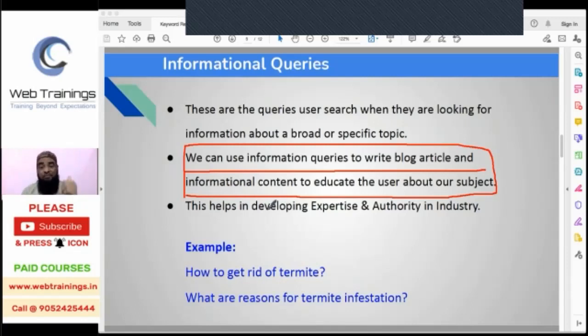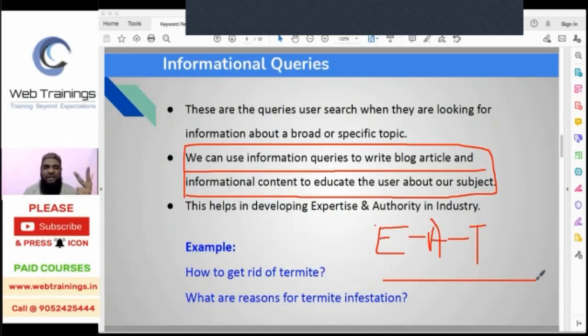Now, this helps in developing your expertise and authority. Remember, in our last class, we discussed one very important algorithm of Google. What is that? EAT: expertise, authority, and trustworthiness. If you have expertise, authority and trust, Google will automatically help you rank better. To build your authority and expertise, one of the most important factors is to write a lot of articles on your industry to show you are the expert of that industry. That can be done only with informational queries.